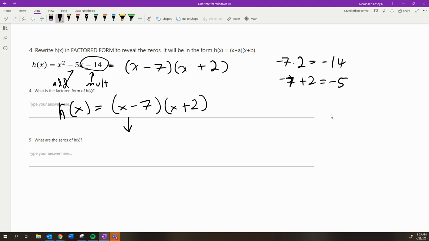And that tells us that the zeros are at x equals positive 7, because 7 minus 7 is 0. And also at x equals negative 2, because negative 2 plus 2 is 0. There, we did it. That's the whole thing.